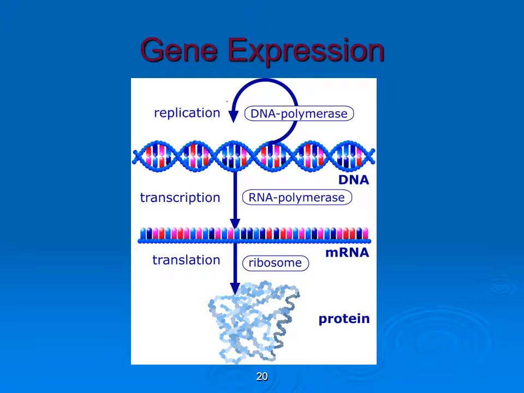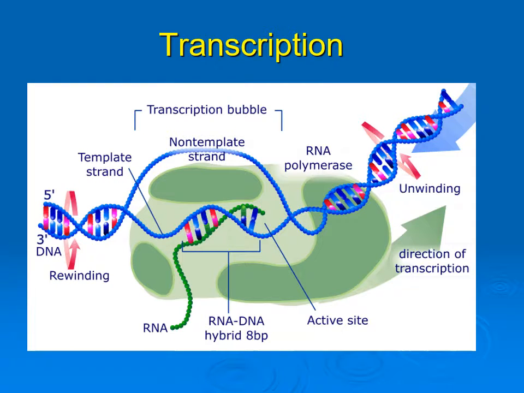Here it is, the central dogma, it's called. You've seen that before. Here's transcription. You've had this, how the DNA is unwound. This is RNA polymerase, and you end up getting, and that should be messenger RNA, not just RNA here, and that is then going on to make the proteins.